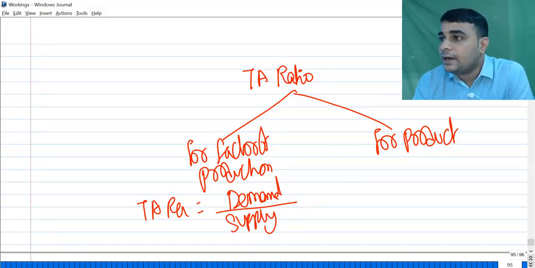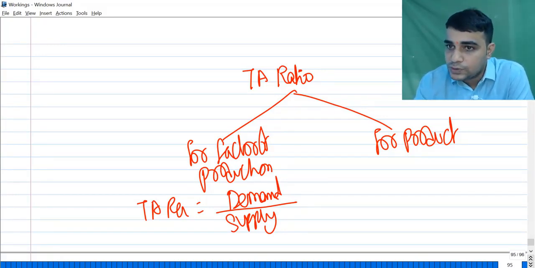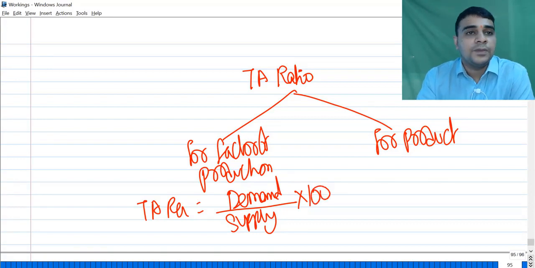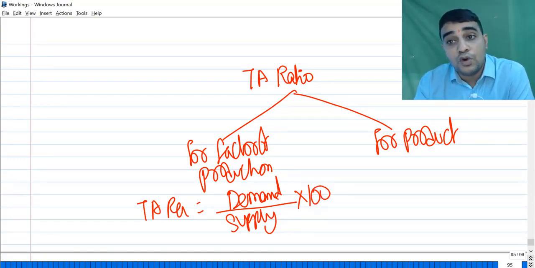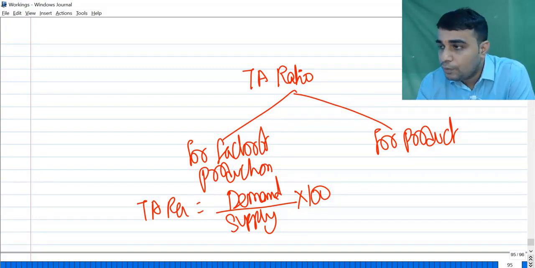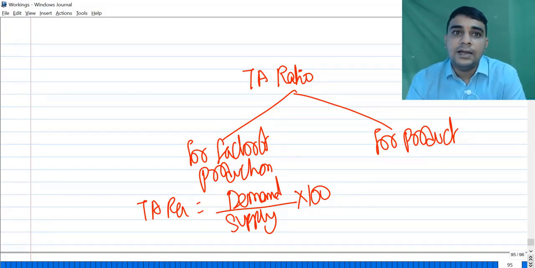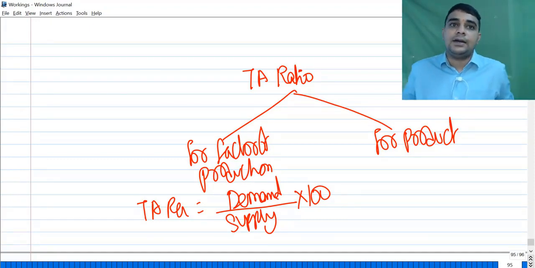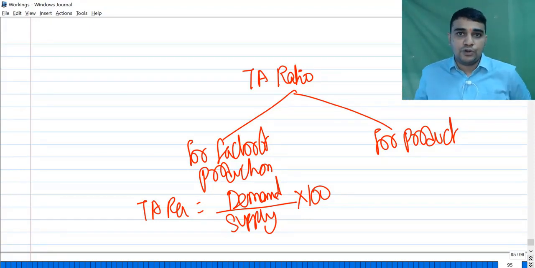When we did limiting factor, we said that a limiting factor is one whose demand is more than its supply. So here you calculate the TA ratio, we multiply with 100. If the TA ratio is more than 100%, it is a limiting factor, and we give it a term called bottleneck. The technical term we use is bottleneck. We don't use the word limiting factor, we use the word bottleneck.